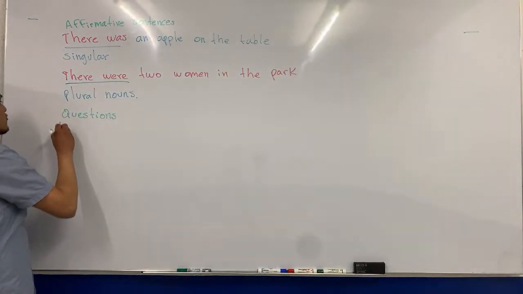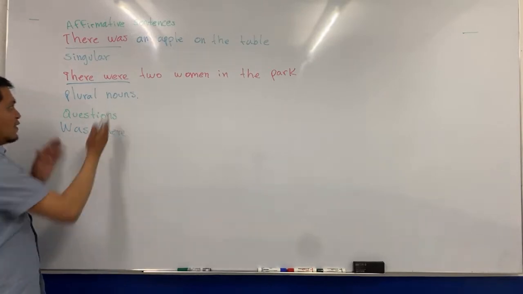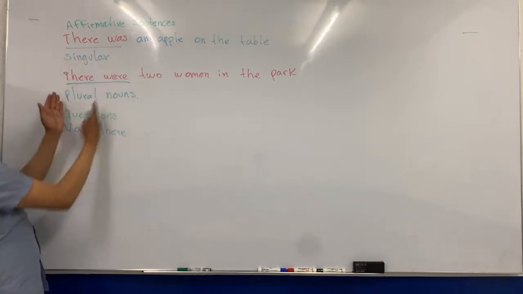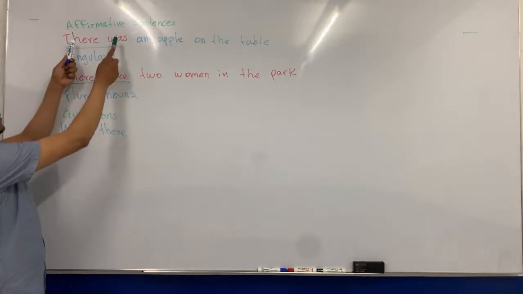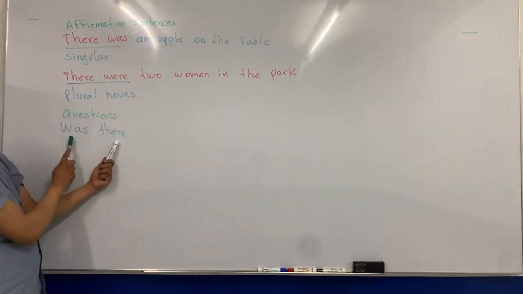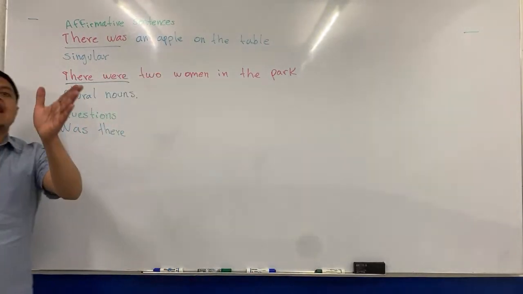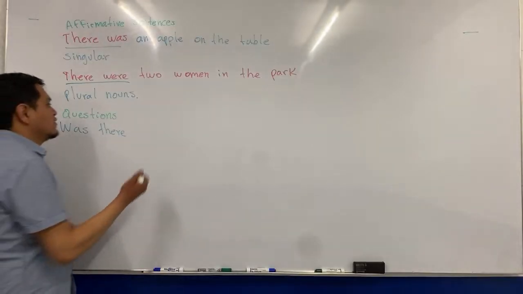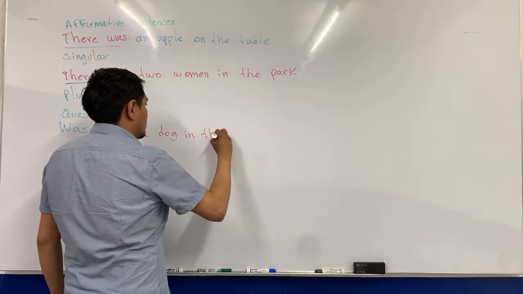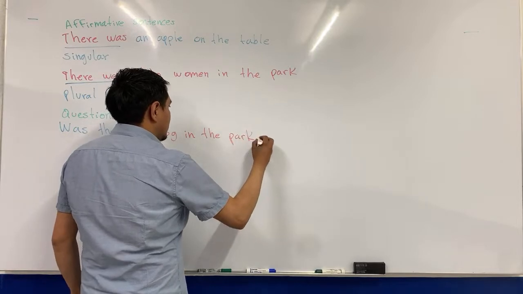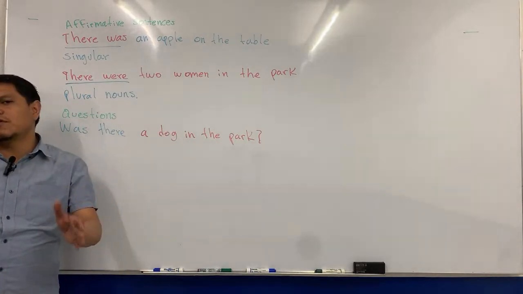For example, repeat: was there. Check this, switch the words. Switch the words, right? Was there a dog in the park? Was there a dog in the park?